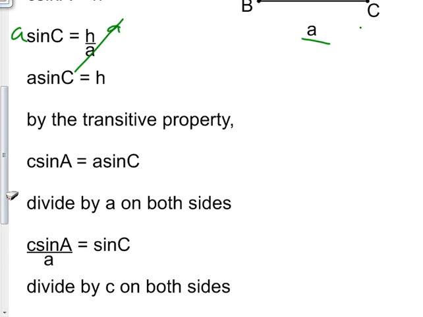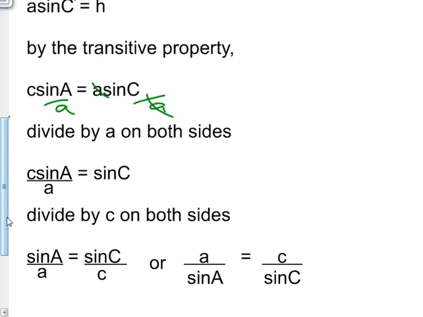Then I can divide by a on both sides to get c sine A over a is equal to sine C. Next, I can divide by c on both sides to get that sine A over a is equal to sine C over c. Again, I can flip them to get a over sine A is equal to c over sine C. Now, because of the transitive property, I can also say this is equal to b over sine B. That is a proof for the sine law.